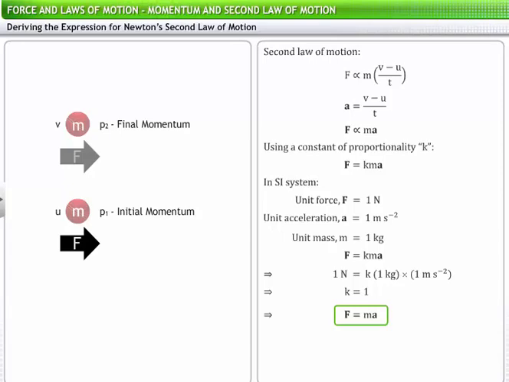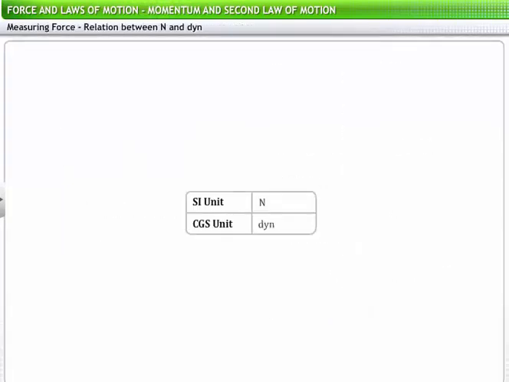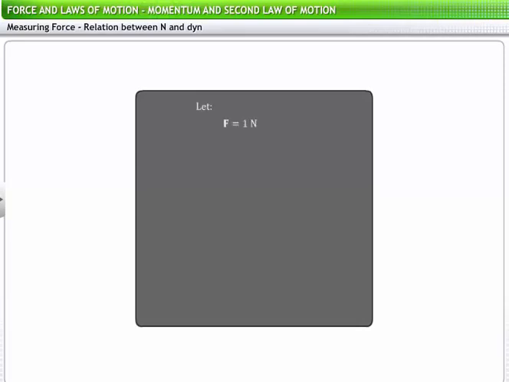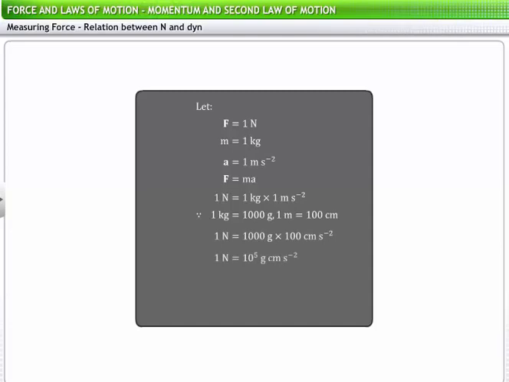Using the expression for the second law of motion, we can define the relationship between the SI unit of force, Newton, and the CGS unit, dyne. Consider unit values for force, mass, and acceleration of an object, and substitute these values in the expression F is equal to ma. You get 1 Newton is equal to 1 kilogram meter per second square. Since 1 kilogram equals 1000 gram and 1 meter equals 100 centimeter, 1 Newton is equal to 10 raised to the power 5 gram centimeter per second square. Since 1 dyne is equal to 1 gram centimeter per second square, 1 Newton is equal to 10 raised to the power 5 dyne.